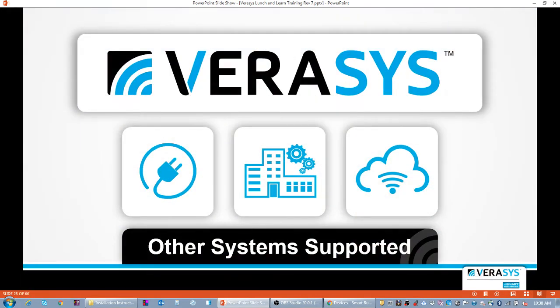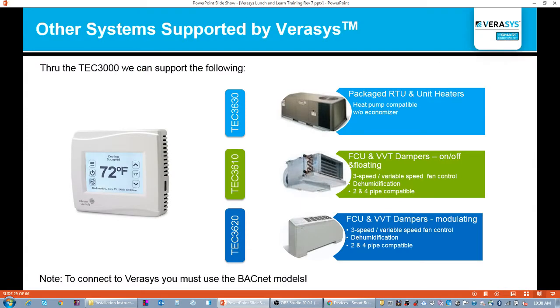Besides air systems, the single zone, the VAV, and the changeover bypass systems, what other systems do we support? I'm going to cover those now. We support the TEC thermostats, the full line of the TEC communicating thermostats. We have models of the TEC thermostat that are wired, and we have models that are wireless. We can cover both wired and wireless TEC thermostats. So we have a wireless system as well as a wired system for these thermostats.